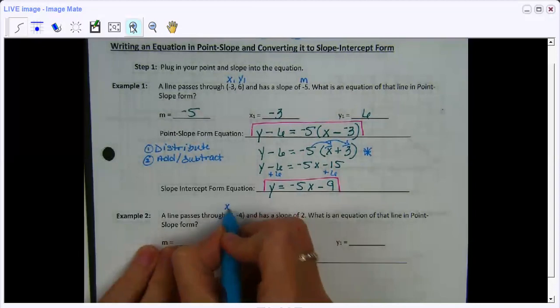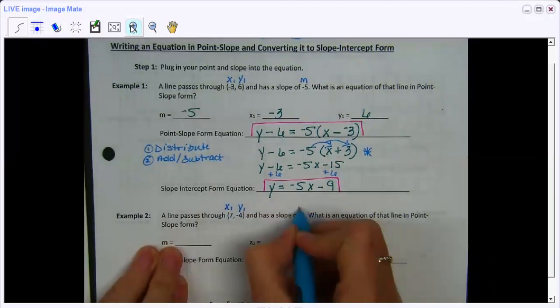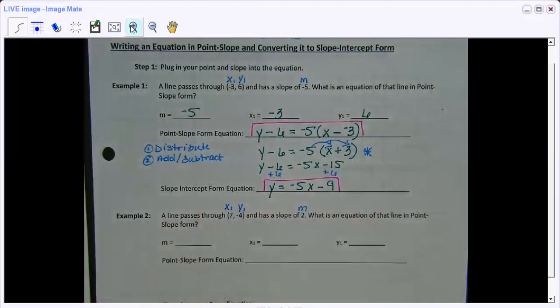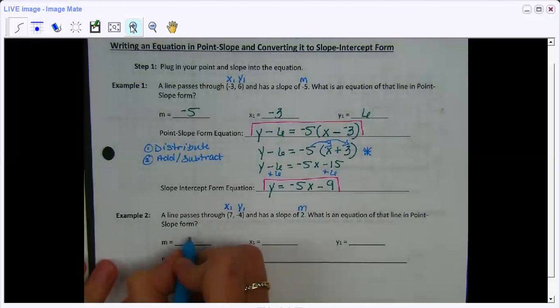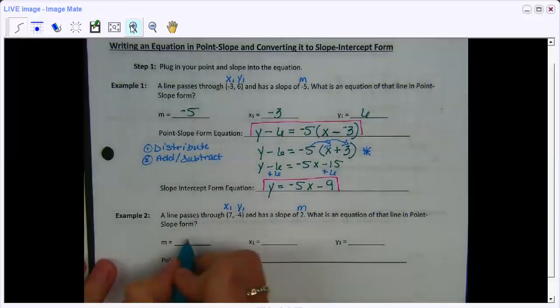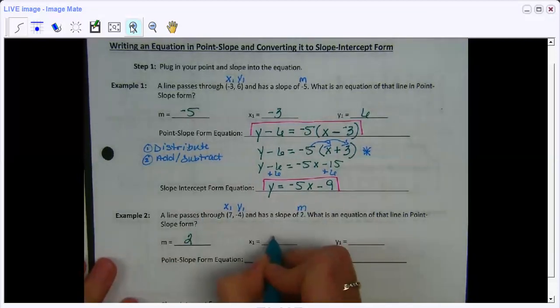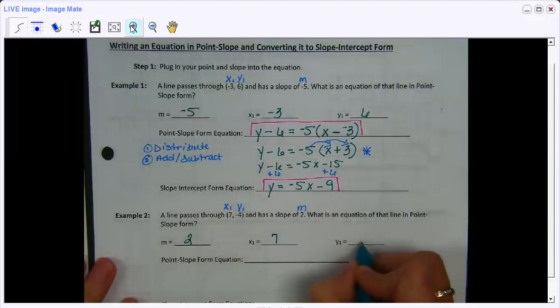So I'm going to go ahead and label those. What is an equation of that line in point slope form? So I just need to take these and put them into point slope form. My slope is 2. My x1 is 7, and my y1 is -4.